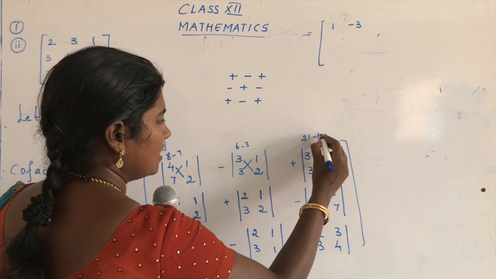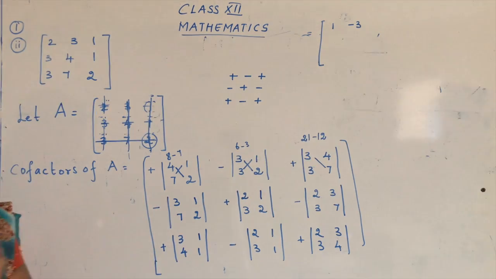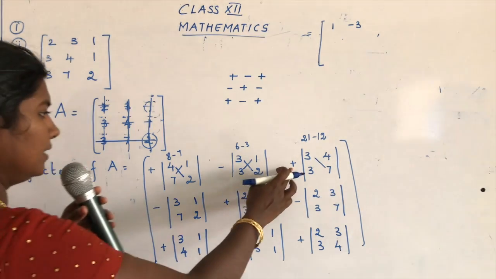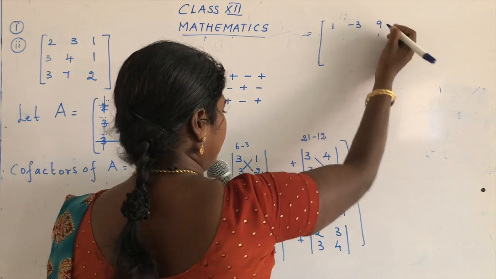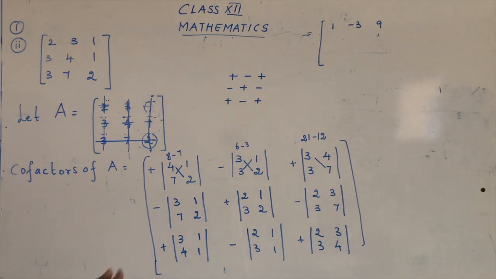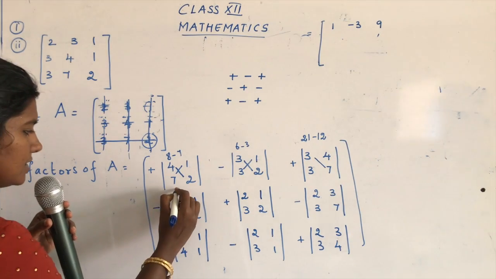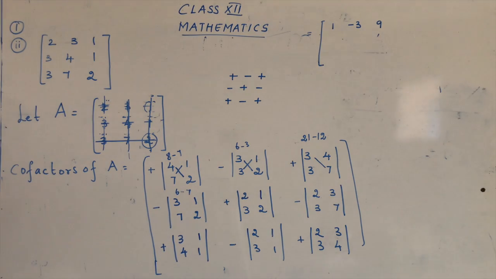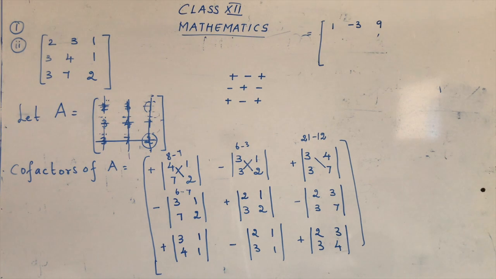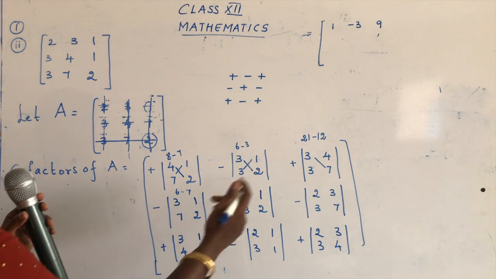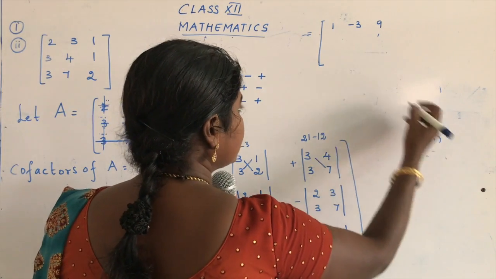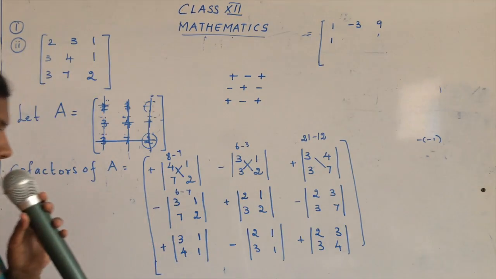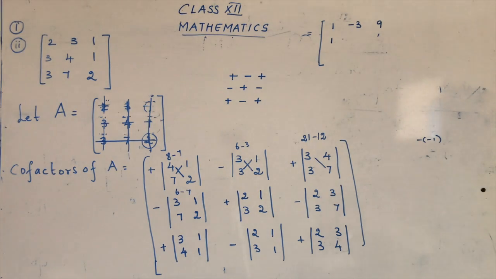Next one. 7 3s are 21. Minus 4 3s are 12. So what is the answer? 21 minus 12. The answer is 9. What is the main sign over here? Plus. So you get here 9. Plus 9. Okay. Coming to the next row. 3 2s are 6. 7 1s are 7. 6 minus 7. It's minus 1. And what is the sign present here? It's minus. So minus of minus 1 is plus 1. So what you are going to write down here? Plus 1.